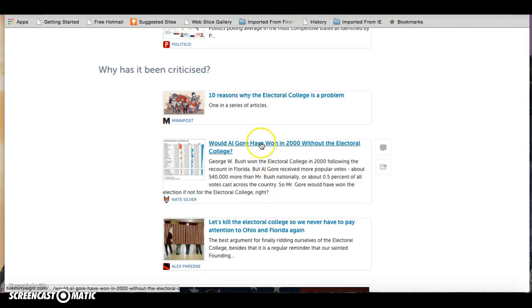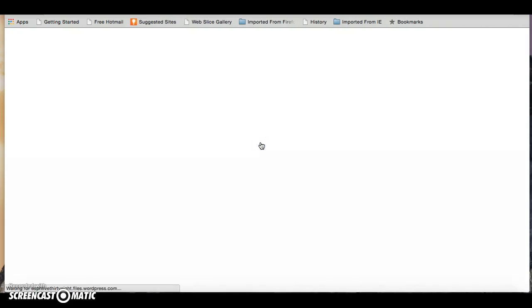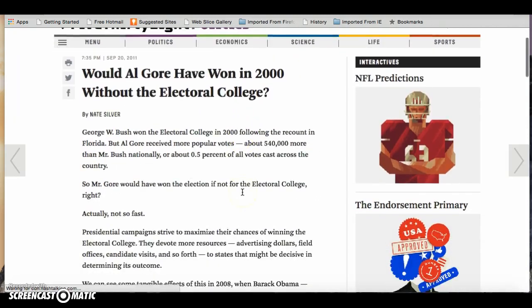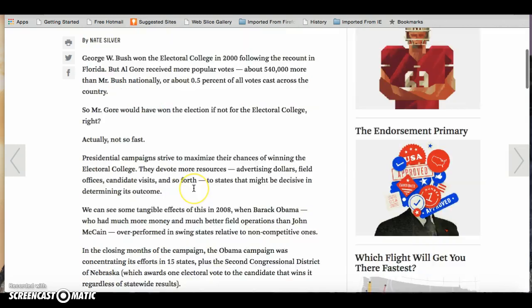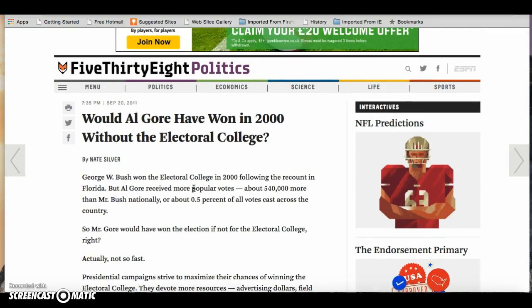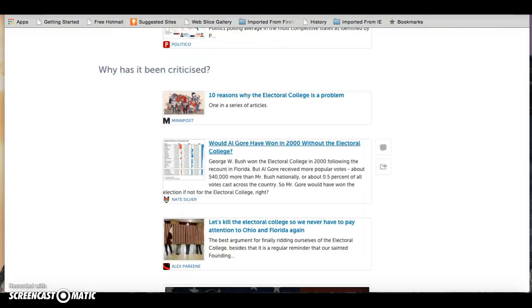But vitally, there's this article talking about Al Gore and George Bush in 2000. So George W. Bush won the Electoral College vote following the recount, but Al Gore received more popular votes, about 540,000 more. So Gore got more votes, but Bush won the Electoral College. That is not a very good thing to have to explain to the electorate.